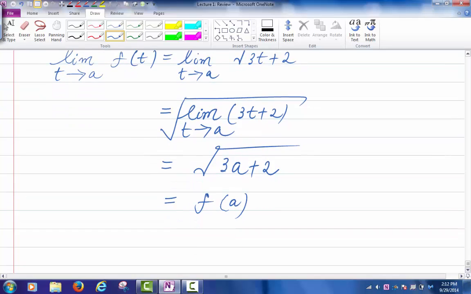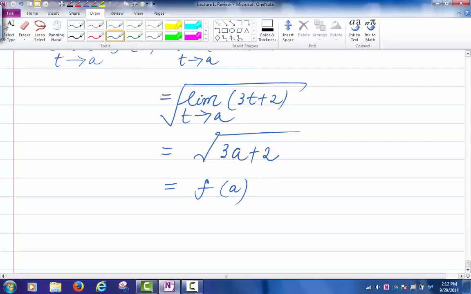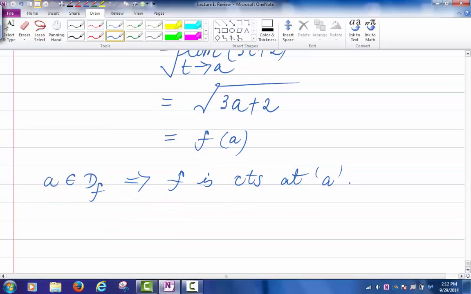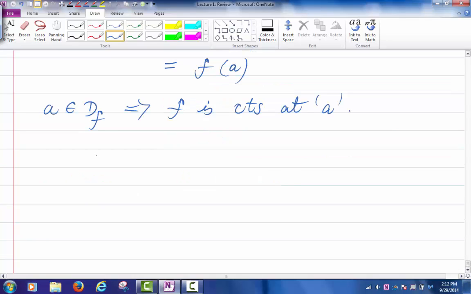So what does that mean? It means that if a is in the domain of the root function, that implies that f is continuous at a. F is continuous at a. So then I could say, if I want to know where this function is continuous, I have to find only the domain. So what's the domain of this guy?